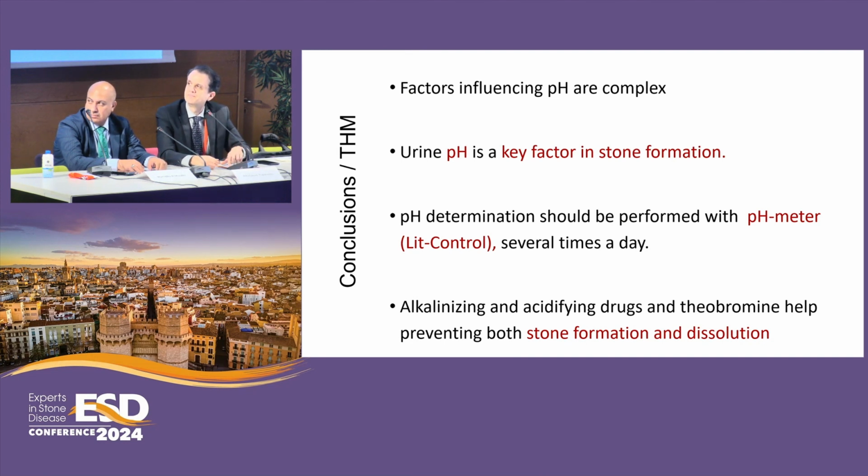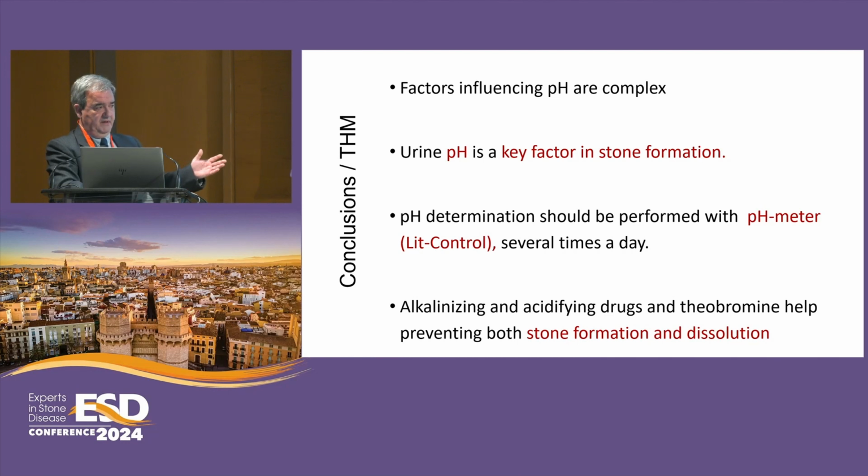It's very easy to use because it takes just a couple of minutes. You have to control with a buffer that it is working properly, and then just push the button once. You change the tip of the recipient, put it in the urine, and just press again. It takes seconds to have an accurate pH. It's very helpful for people who are recurrent and have suffered many colics or interventions. They are very conscious of the disease. It helps a lot, and they want to use it.